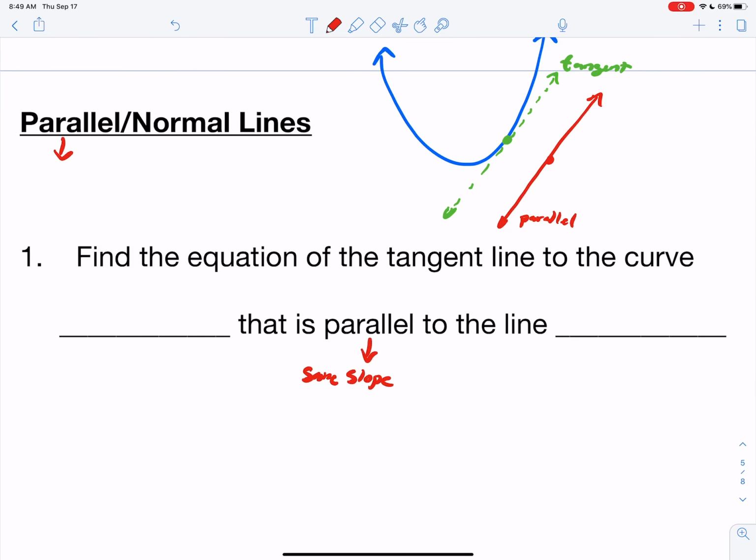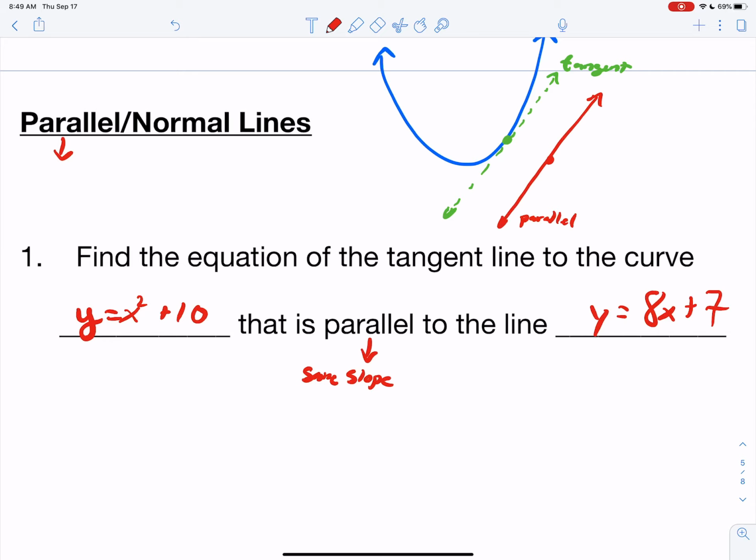So I'm going to give you an example here. I'll give you a chance to write down the problem. Let's say we want to find the equation of the tangent line to the curve of y equals x squared plus 10. That is parallel to the line y equals 8x plus 7. Okay, press pause, play when you're ready.